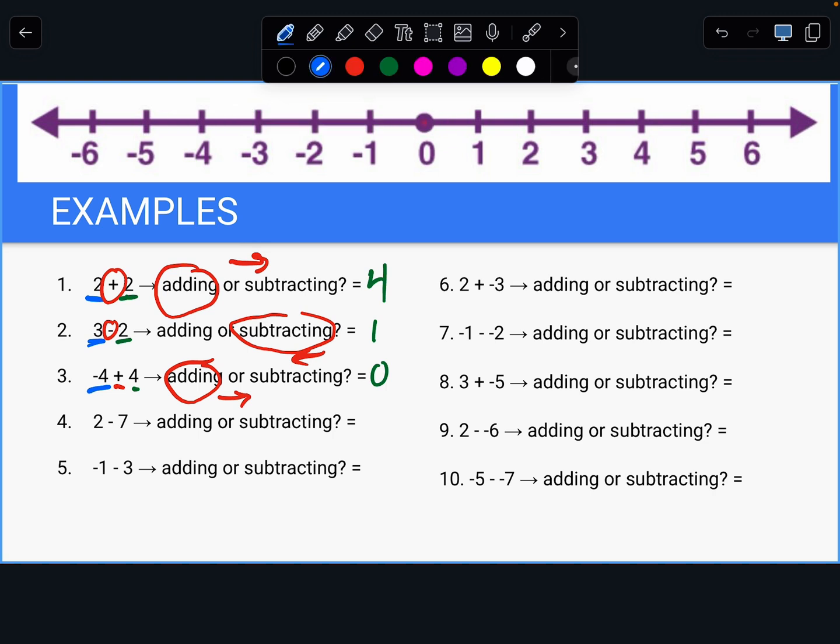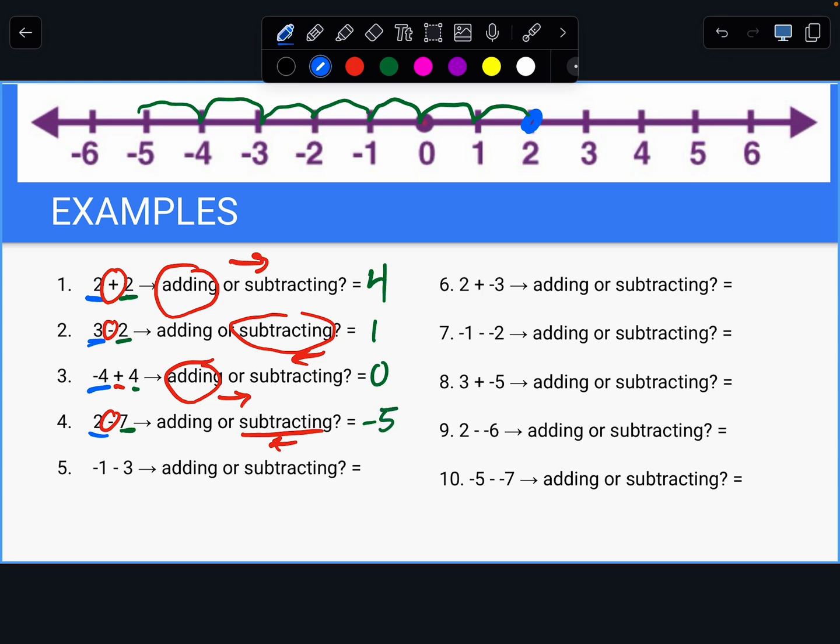Okay, moving on, find the first number. First number is 2. Find it on the number line. Are we adding or are we subtracting? We see we're subtracting. We know that subtracting means we're going to the left. How many spaces are we going to the left? We're going to the left 7 times. So we're starting at 2, going left 7. 1, 2, 3, 4, 5, 6, 7. We see we end up at negative 5.